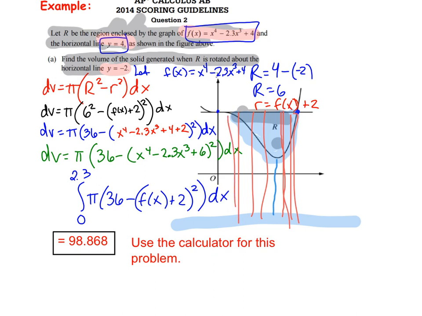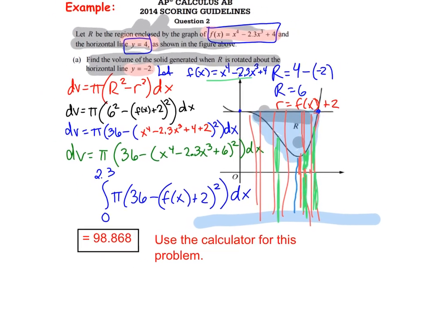But the inside one is going to be a little different. The inside radius is going to be whatever f is plus 2. Because the f function only tells you the distance from the function to the x-axis. But since you're rotating it around y equals -2, you're going to have to add 2 to that to get that radius. So this is going to be f plus 2. You have to consider that. So let's go ahead and do it.